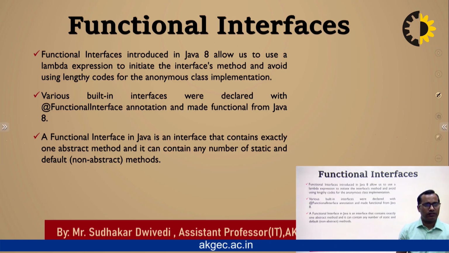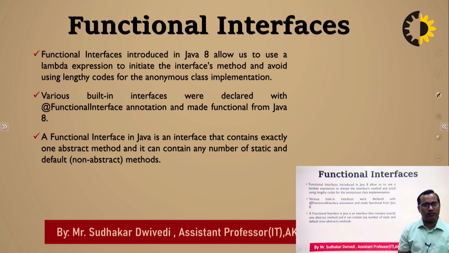So a functional interface in Java is an interface that contains exactly one abstract method, and it may contain any number of static and default, that means non-abstract, methods. So a functional interface is an interface that has exactly one abstract method. That's why sometimes it is also known as the SAM, single abstract method interface.